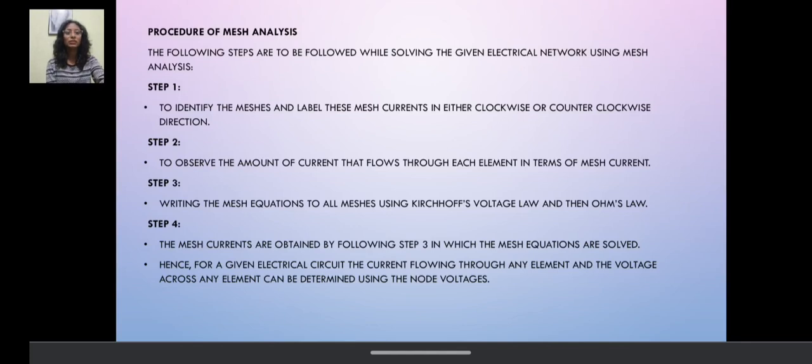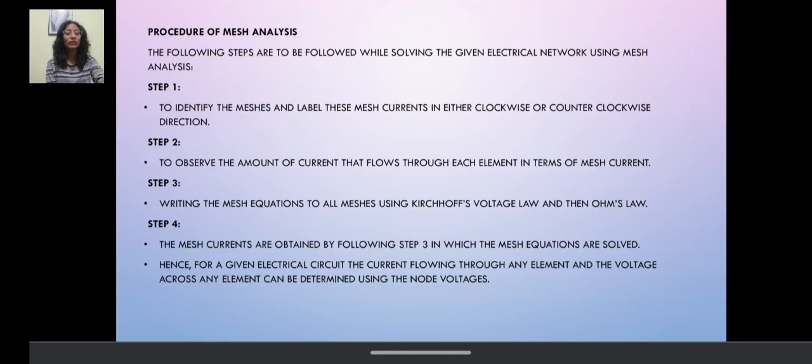Procedure to find the mesh analysis. The following steps are to be followed while solving the given electrical network using mesh analysis. Step 1: identify the meshes and label the mesh currents in either clockwise or counterclockwise direction. Step 2: observe the amount of current that flows through each element in terms of mesh current. Step 3: write the mesh equations for all meshes using Kirchhoff's voltage law and then Ohm's law. Step 4: solve the mesh equations to obtain the mesh currents.